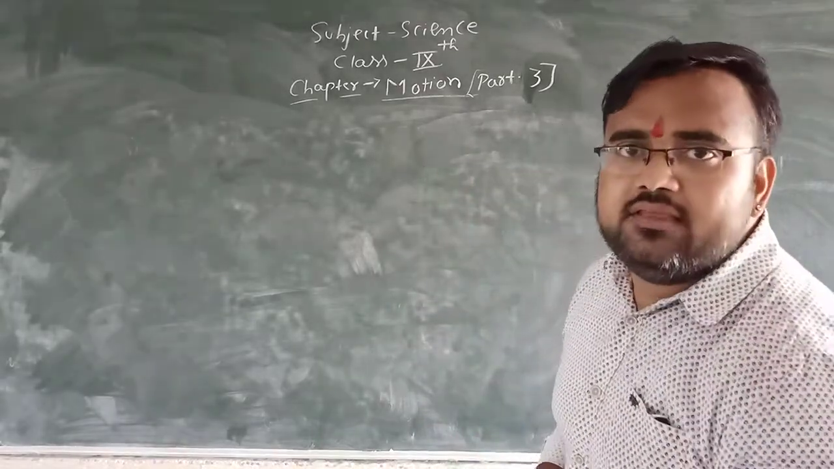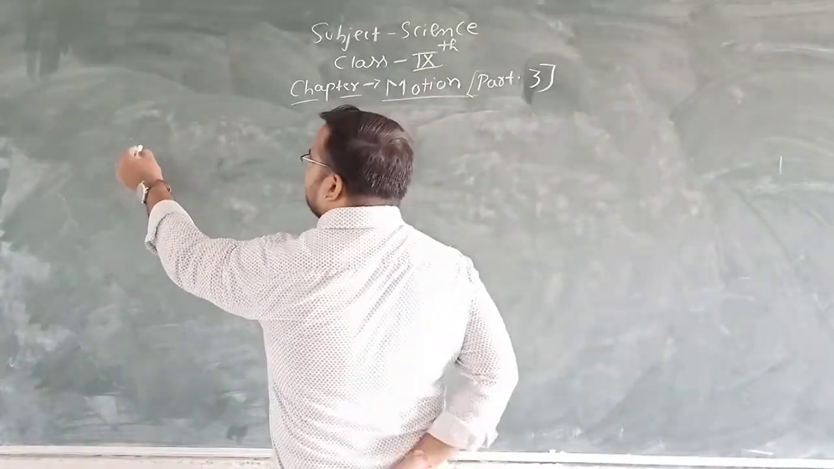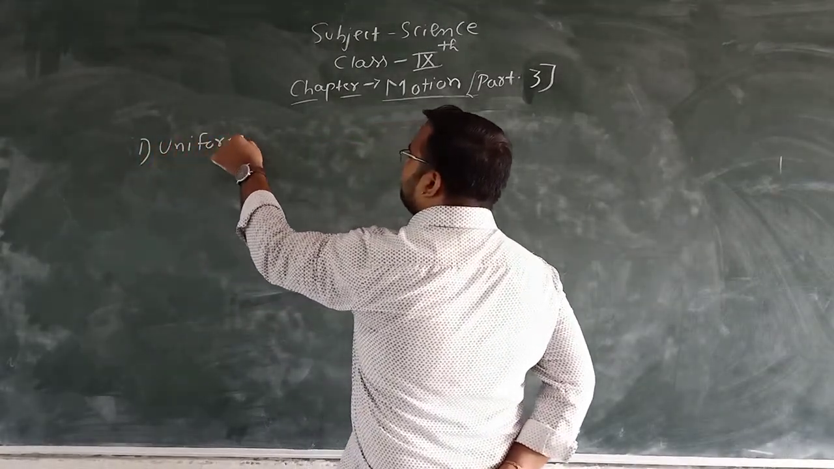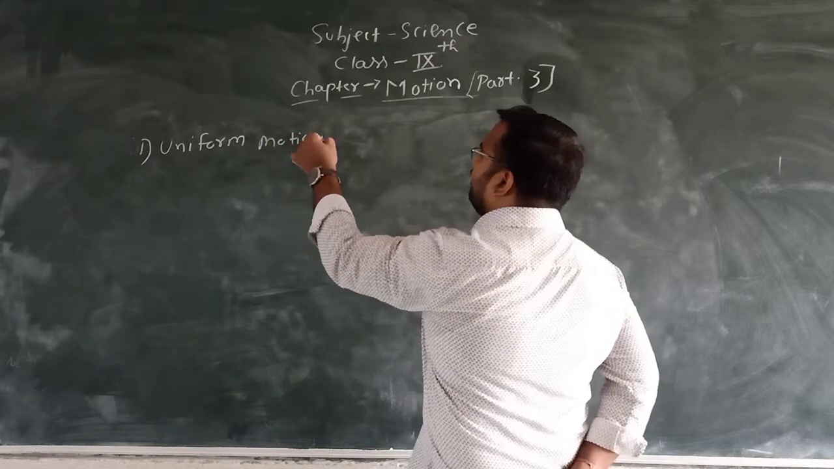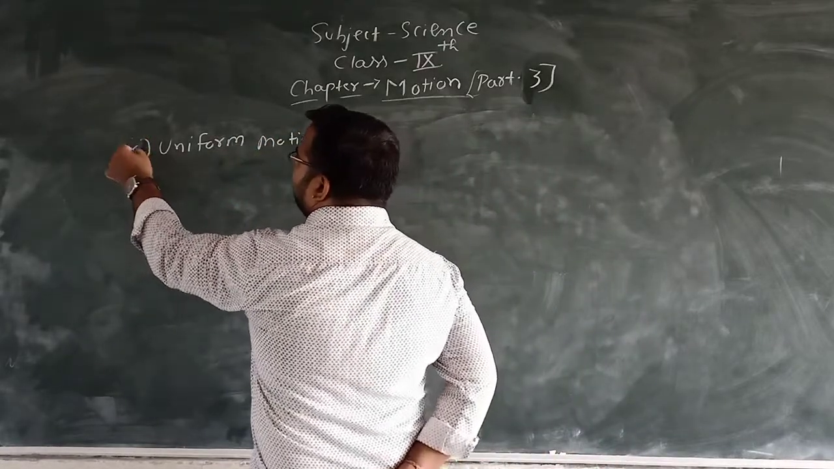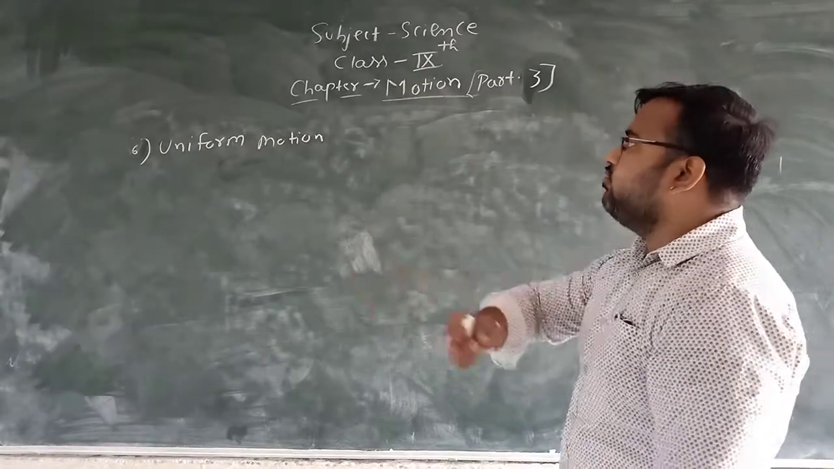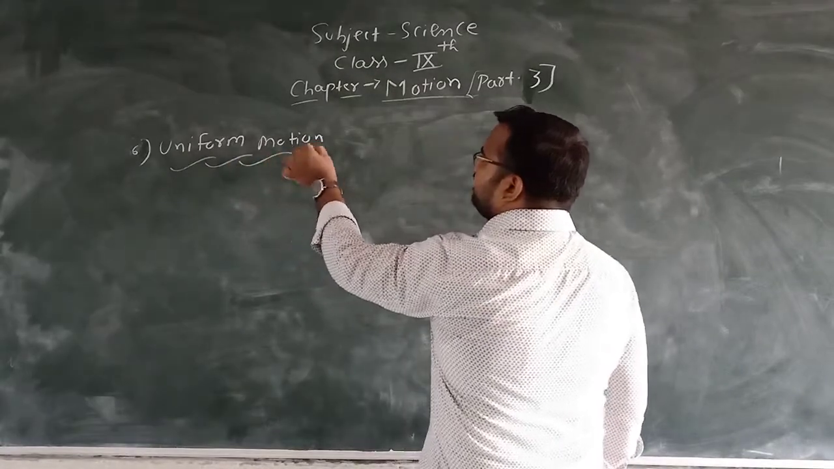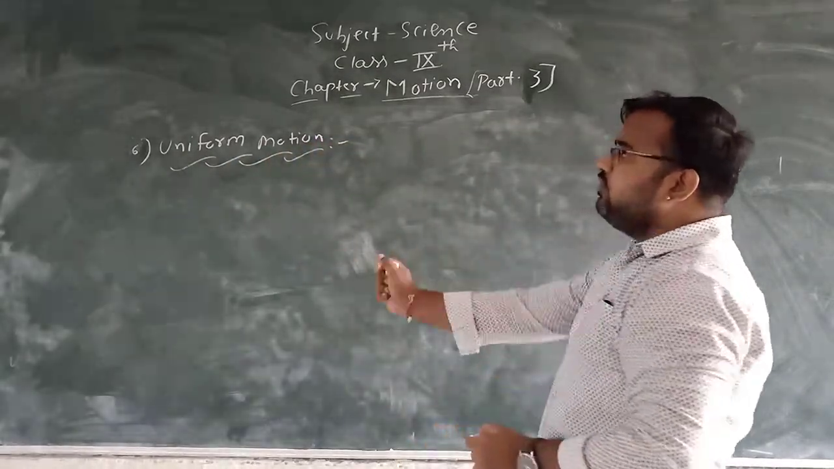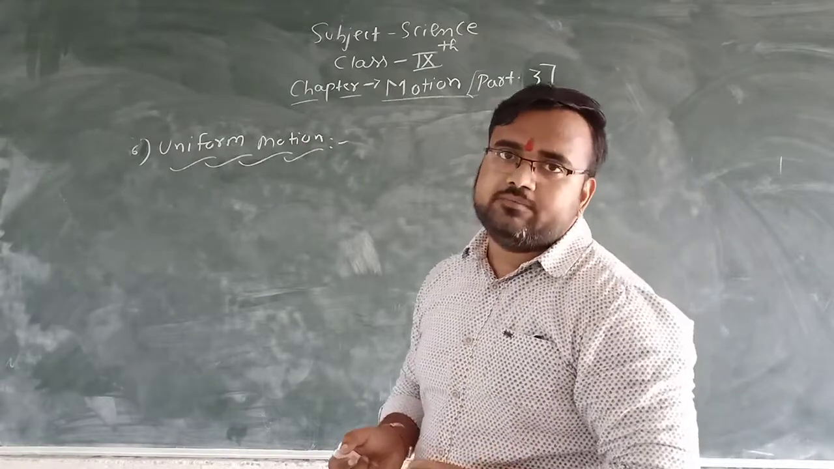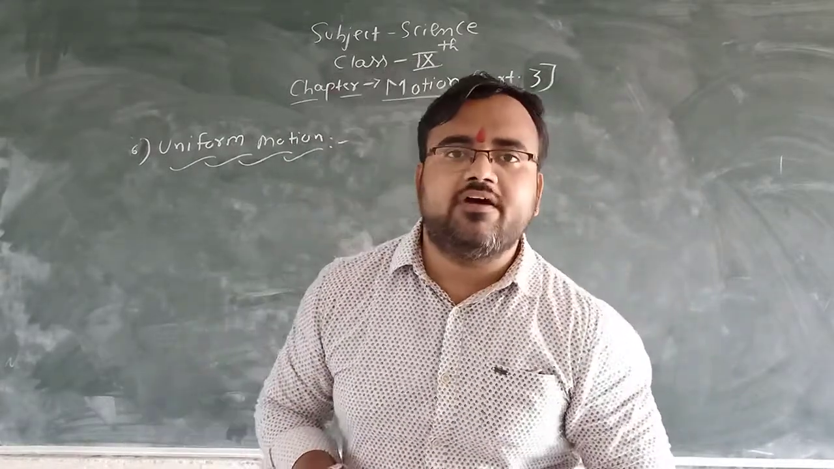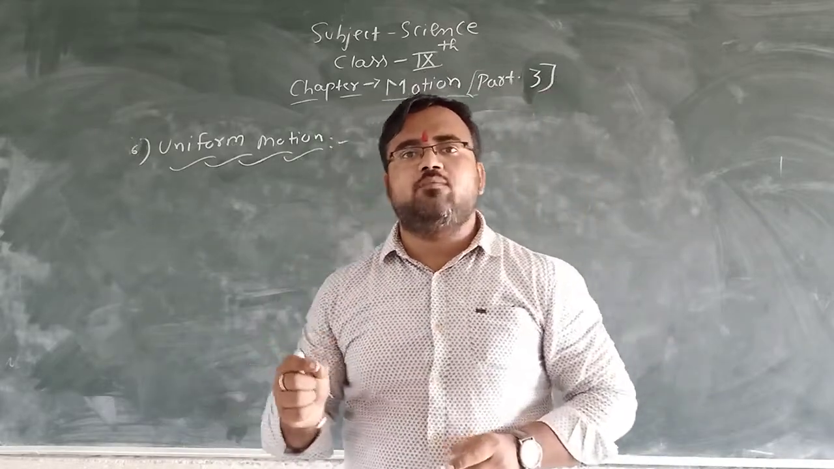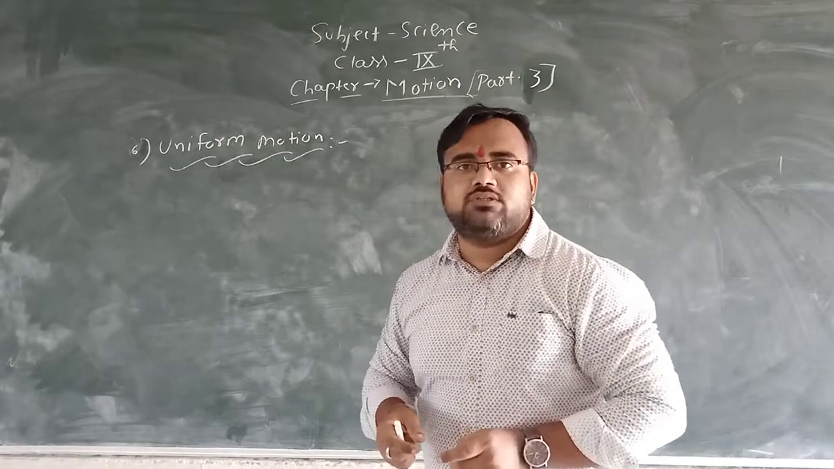Now the next term is motion. The first type of motion is uniform motion. I think this is the sixth concept we are studying, that is uniform motion. Now what is uniform motion? First we will write the definition of uniform motion, then we will understand it. If an object covers equal distance in equal interval of time, then that motion is known as uniform motion.